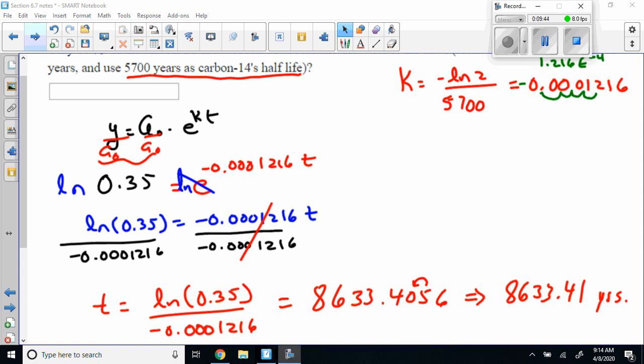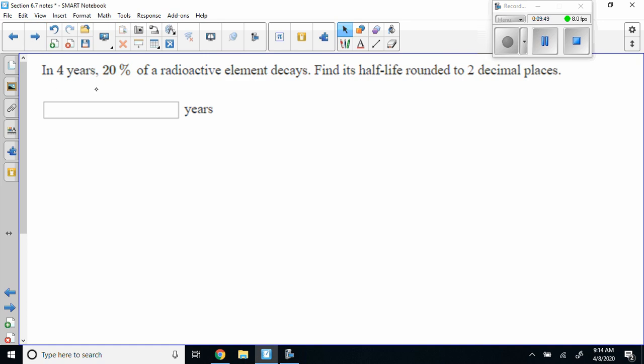Okay. Now let's look at the next problem. In 4 years, 20% of a radioactive element decays. Find its half-life rounded to 2 decimal places. Now, this is a two-parter, because the first thing I've got to find is its decay rate. But I don't know its decay rate, because we can't use the equation. I can't use this right here. I can't say negative natural log of 2 over half-life, right?